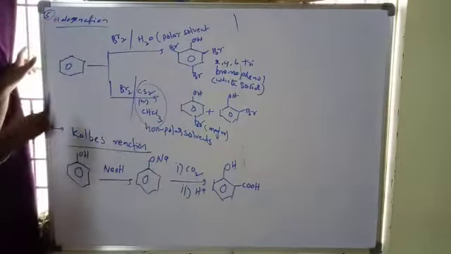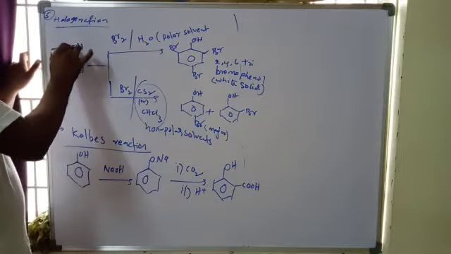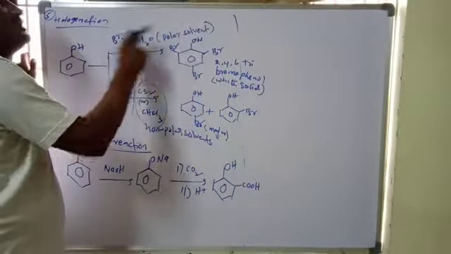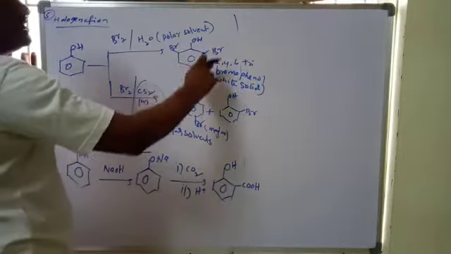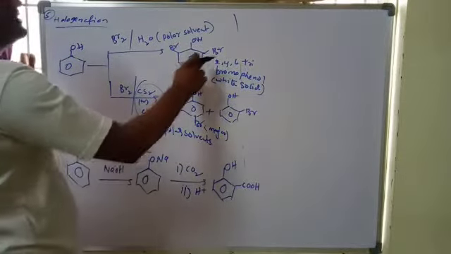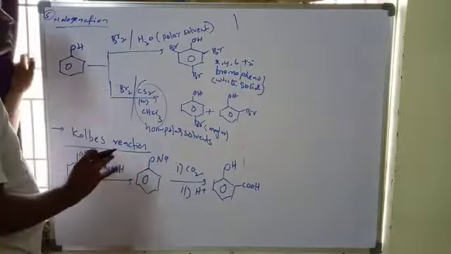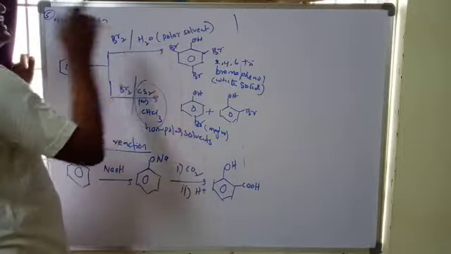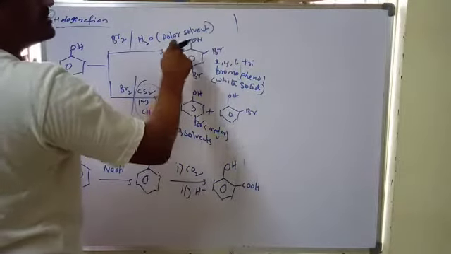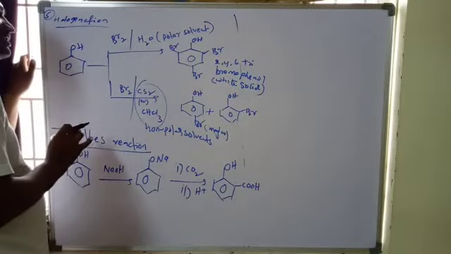Here, the next electrophilic substitution reaction is halogenation. When phenol reacts with bromine in the presence of water, that is a polar solvent, multi-bromination occurs at the ortho and para positions completely. So this is 2, 4, 6-tribromophenol, a white crystalline solid formed when bromine reacts in polar solvents like water. Br plus attacks multiple times at 2, 4, 6. That is the case of bromination in polar solvents.